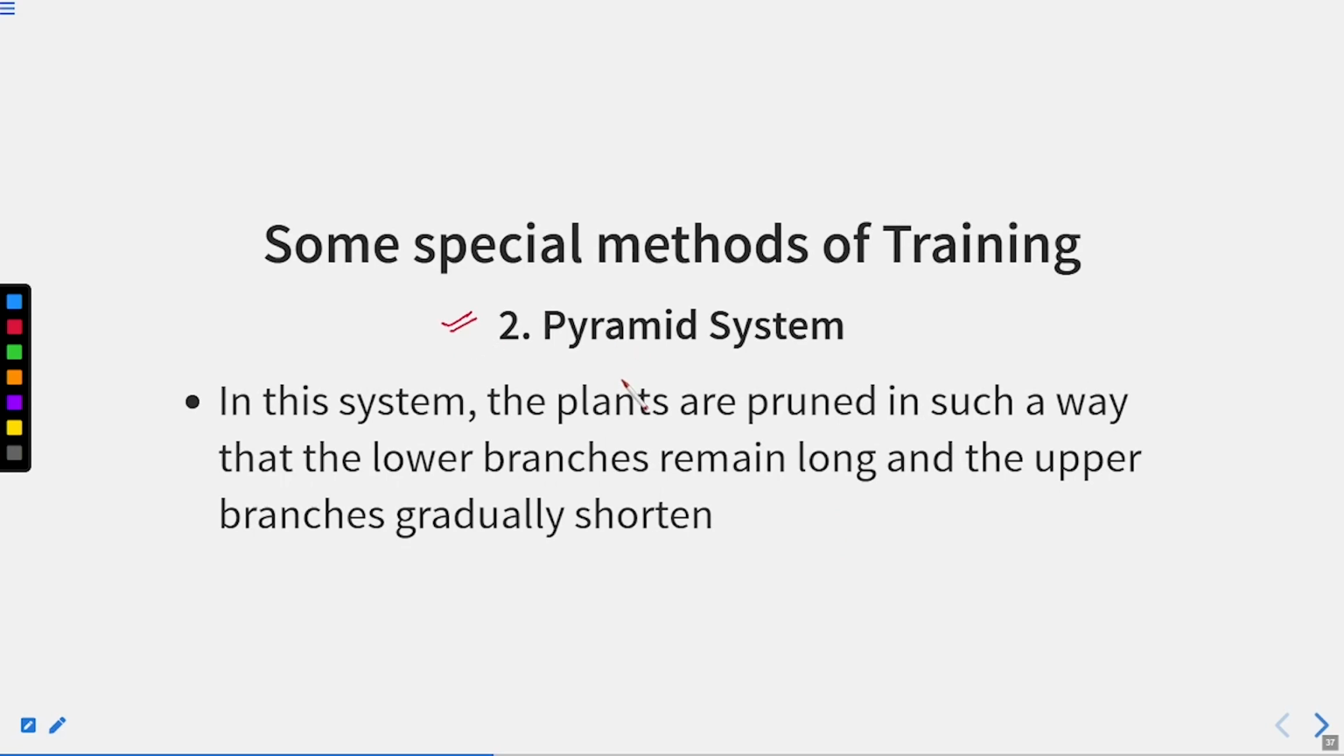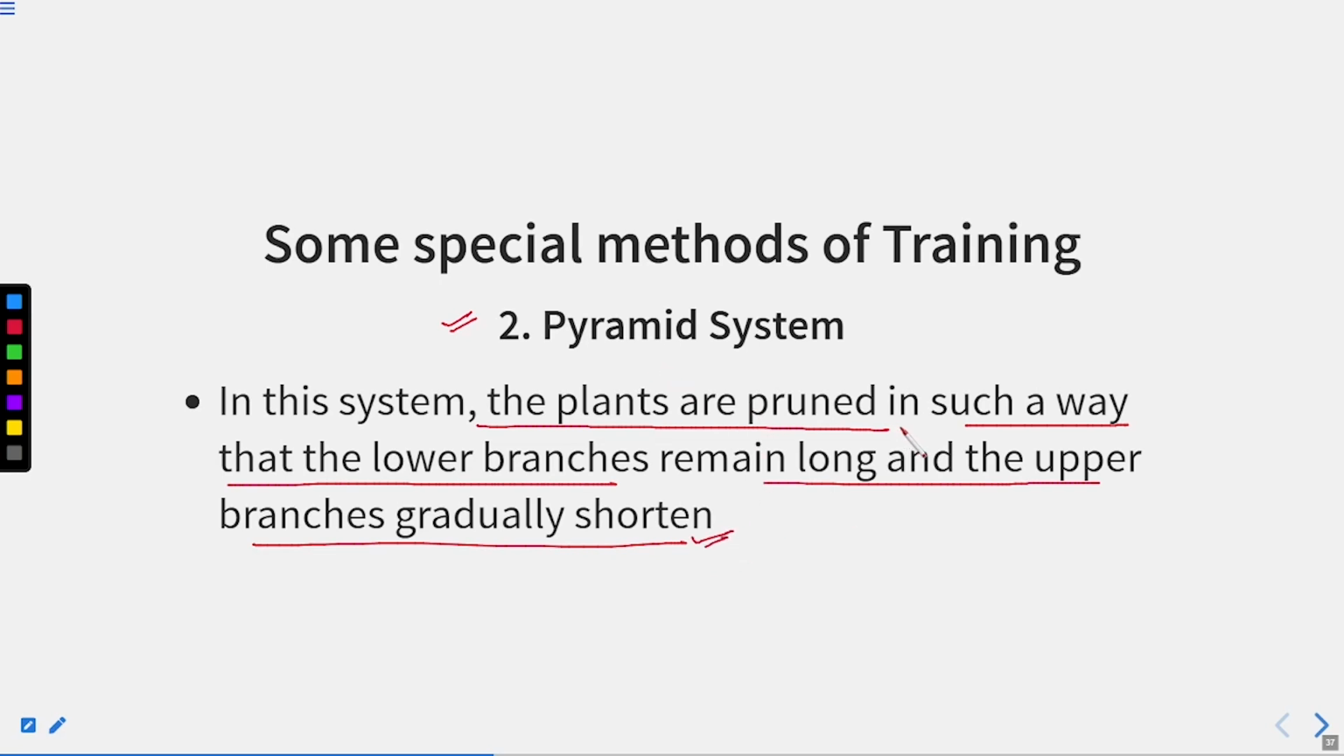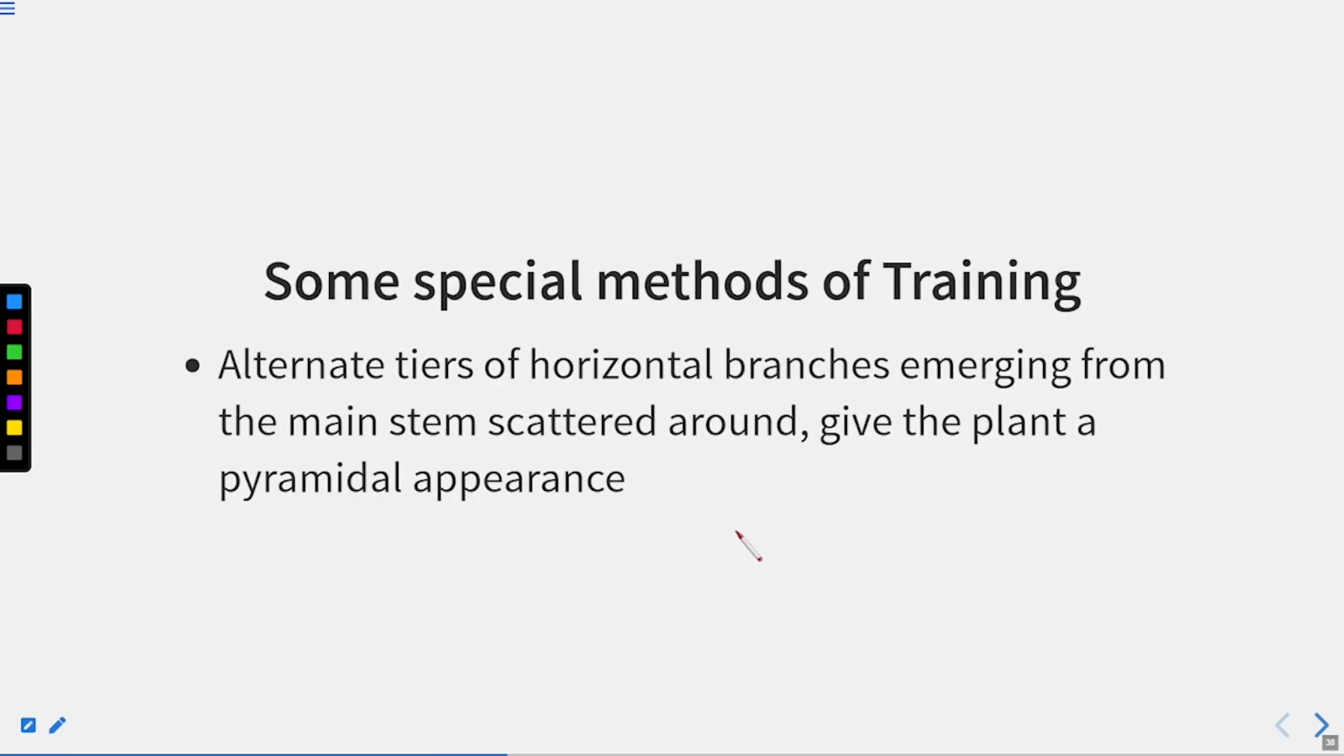Next is the pyramid system. In this system, the plants are pruned in such a way that the lower branches remain long and the upper branches gradually shorten. This is the main stem, these are the lower branches, right? So the lower branches are quite long, whereas the upper branches are smaller in size. So this we are maintaining in the pyramid system.